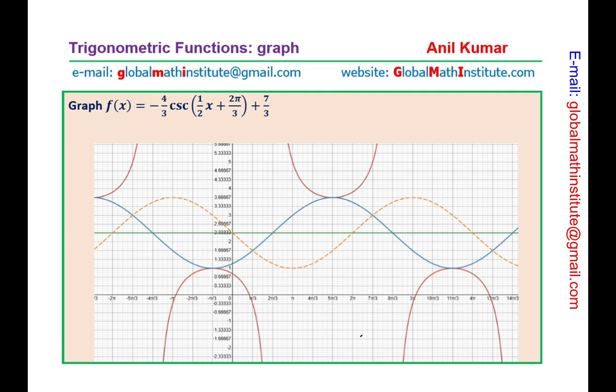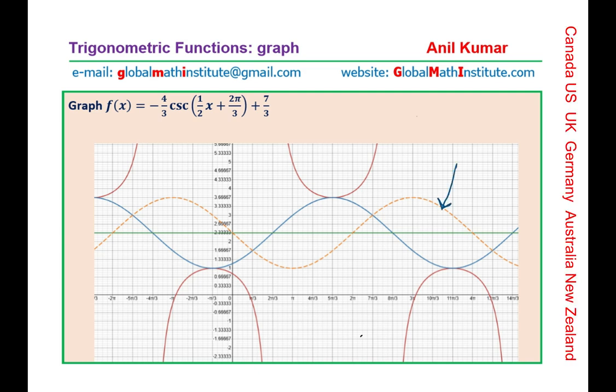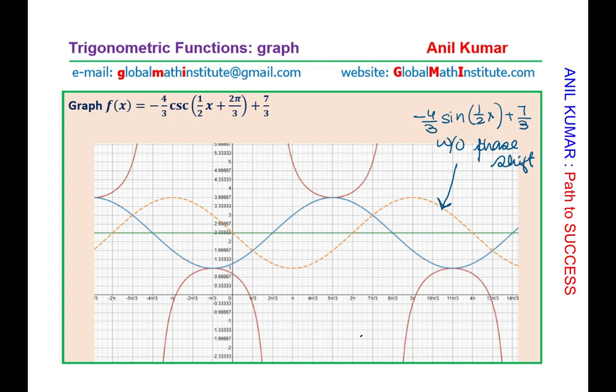So once again, let me just tell you that the graph in orange shown here is the graph of the sine function, which is minus 4 by 3 sine of half x plus 7 by 3. So this is without phase shift. Perfect. So without phase shift, this orange line is easy because we inverted it, correct? And took our 5 critical points and sketched the graph.